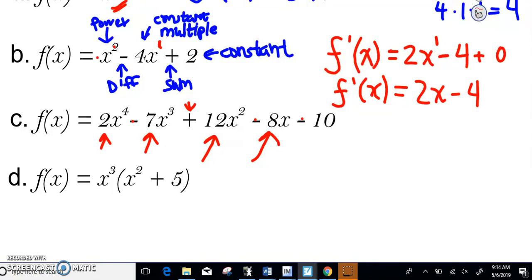So we're going to do this. Again, remember, you keep the constant in front and you bring the exponent down. So when we do our derivative here, we'll keep the 2. Remember, bring the 4 down. And then we subtract 1 from the exponent.